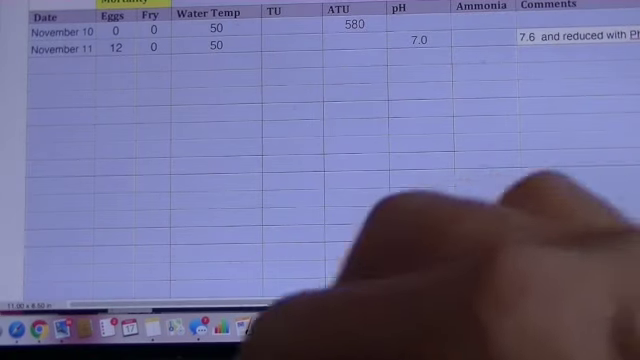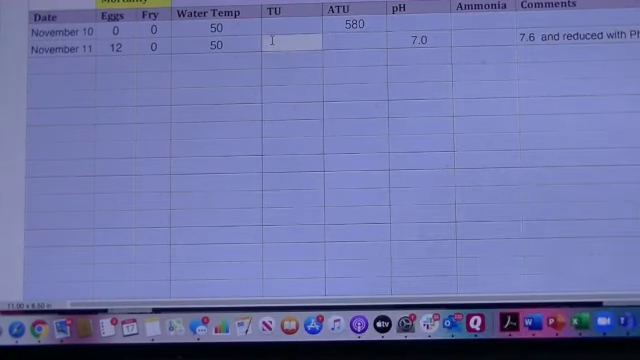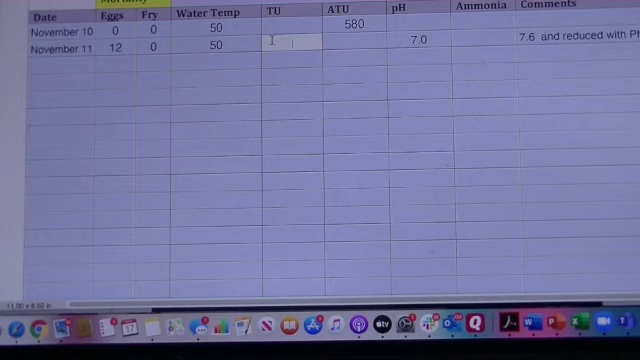So now let's talk about temperature units. A temperature unit is every degree over 32 degrees, which is the freezing level, is considered one temperature unit. So if we had 33 degrees, the temperature units would be 1. If we had 35 degrees, the temperature units would be 3. So if I had 40 degrees was our tank, what would our temperature units be? Yes, the answer is 8.